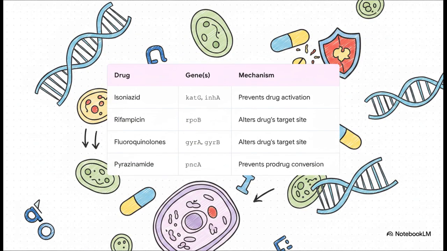Okay, time for the molecular genetics, and examiners absolutely love this stuff. You have to memorize these gene-drug pairings. For rifampicin, the key gene is rpoB. For isoniazid, it's a 2-part story. katG gene mutations give you high-level resistance, while inhA mutations cause low-level resistance. Fluoroquinolones, think gyrA and gyrB. And for pyrazinamide, mutations in pncA mean the prodrug just never gets activated. Knowing these is simply non-negotiable.